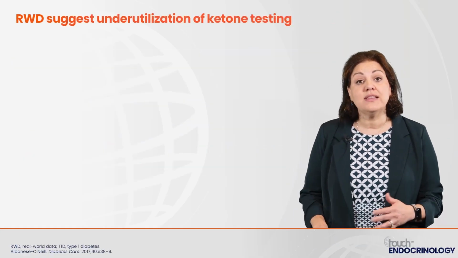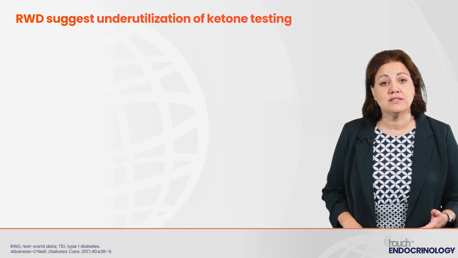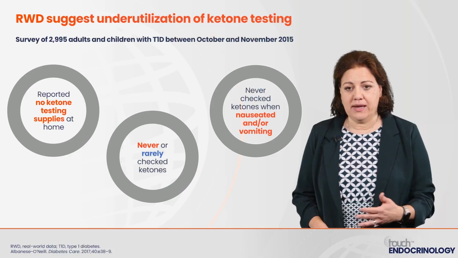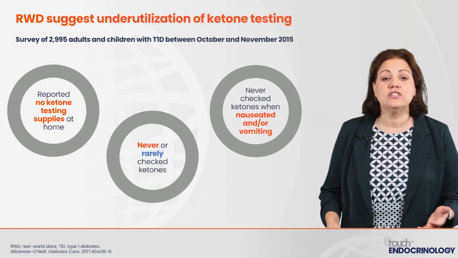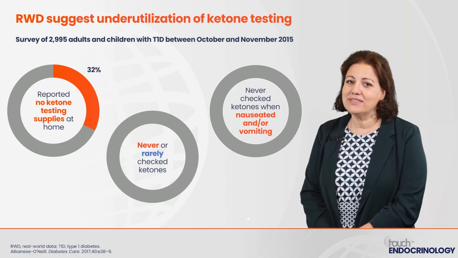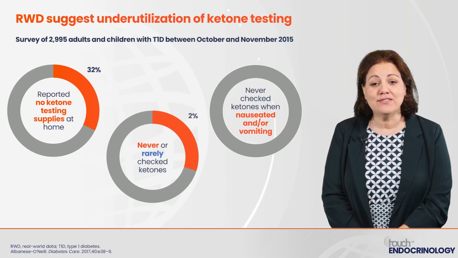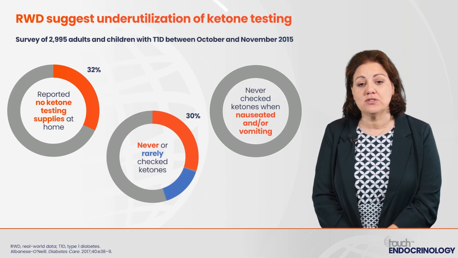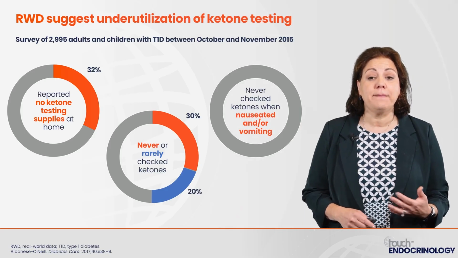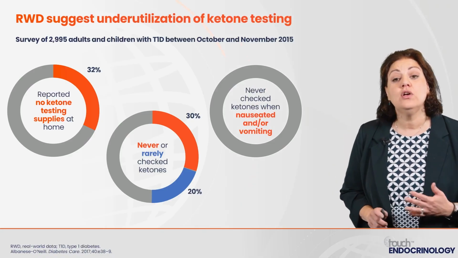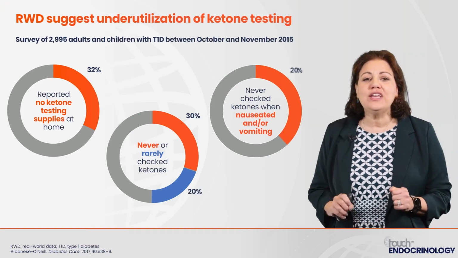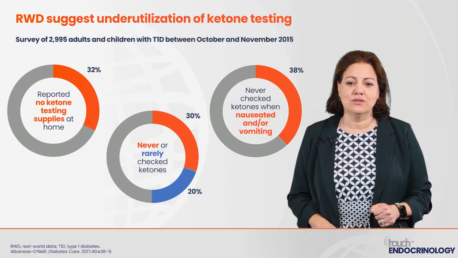Now, a survey that was conducted by the Type 1 Diabetes Exchange Registry back in 2015 asked almost 3,000 individuals with type 1 across the age span, what are you doing in terms of ketone testing? 32% of this cohort reported they don't even have testing supplies at home. 30% of individuals reported that they never check ketones, and 20% reported rarely checking for ketones, even in the instance where they had hyperglycemia, which in this survey was defined as glucose levels over 300.